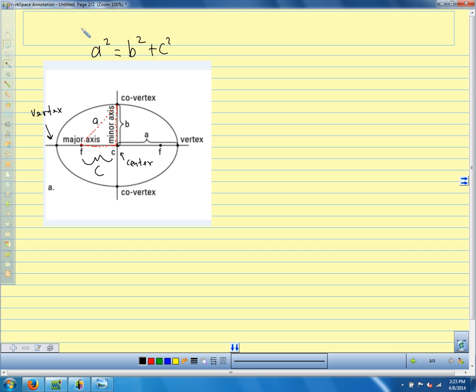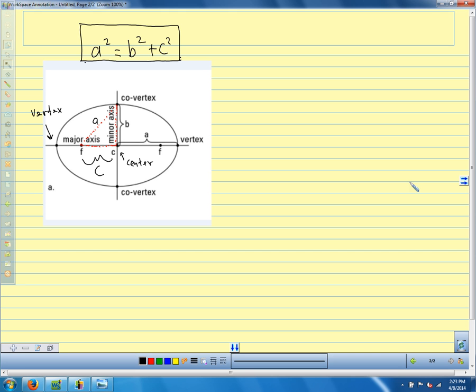Like this, A squared equals B squared plus C squared. That's going to be an important one to remember for ellipses. And that little triangle will help you remember. All right, questions on our parts?